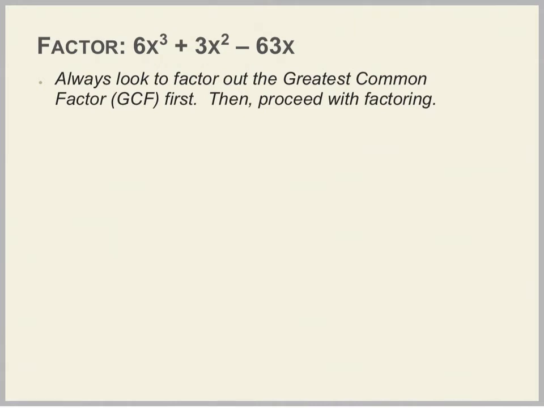It's important to always look to factor out the greatest common factor first, and in this trinomial I have a greatest common factor of 3x. After factoring that out of the trinomial, I am left with 2x squared plus x minus 21. I need to continue factoring this trinomial, 2x squared plus x minus 21.